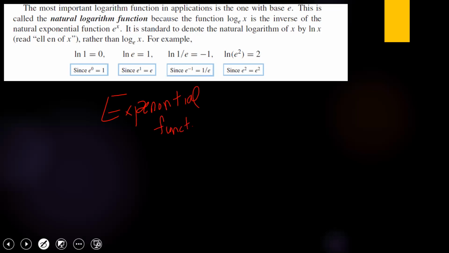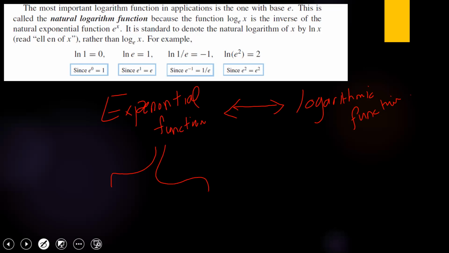Logarithm. Now, we have here an exponential function and its inverse, which is a logarithmic function. Now, the exponential function has two types: one with a base b and one with a base e.